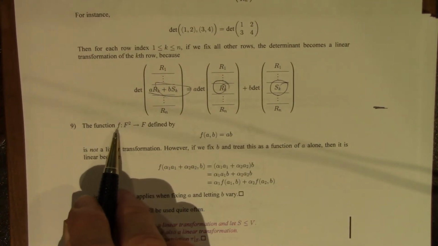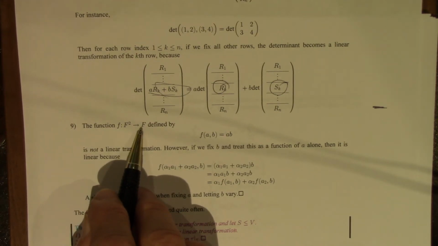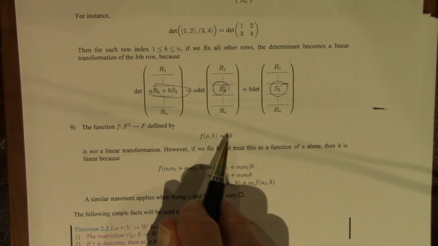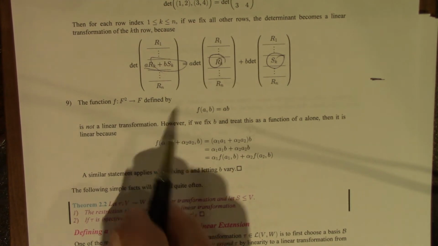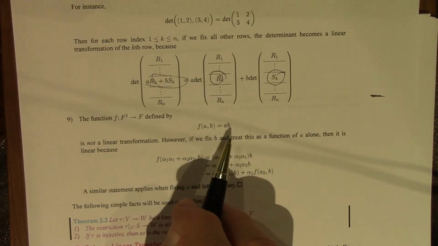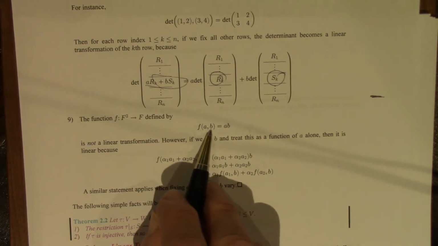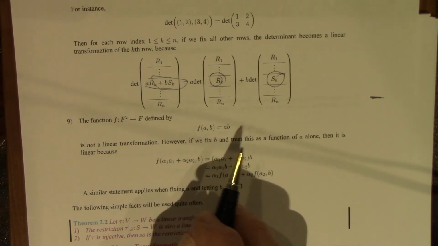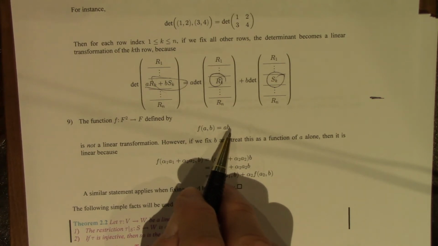This function f, mapping F squared to the base field F, defined by f of (a, b) as the product ab, is not linear. But if we fix one of the variables, let's say we fix b, and we let a vary, then this is linear in a for a given fixed b.